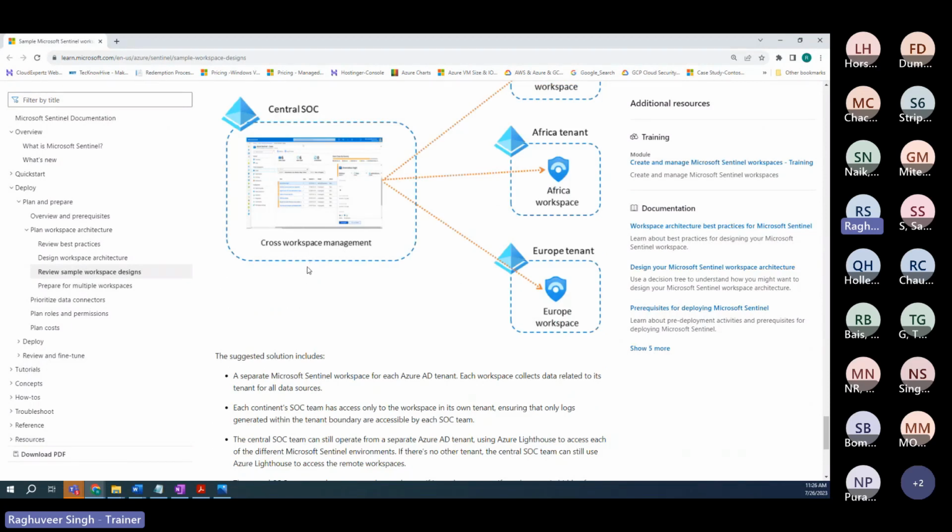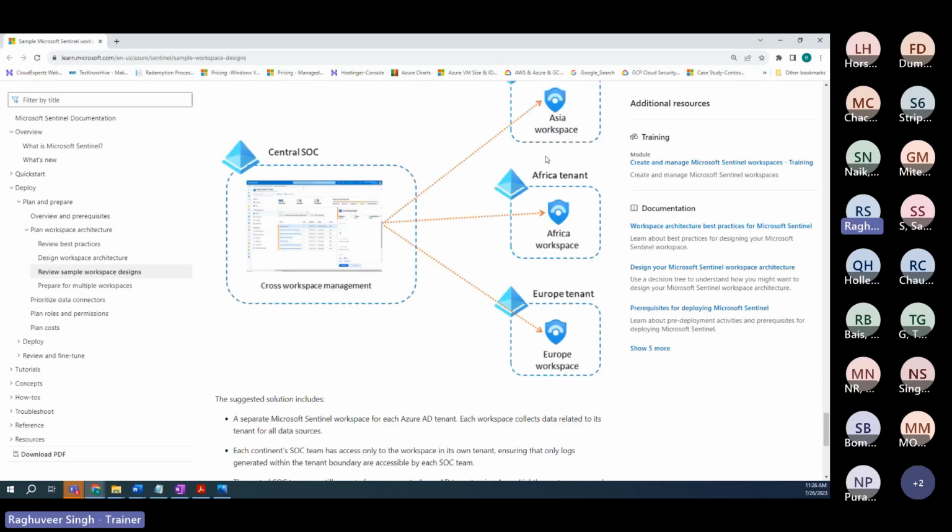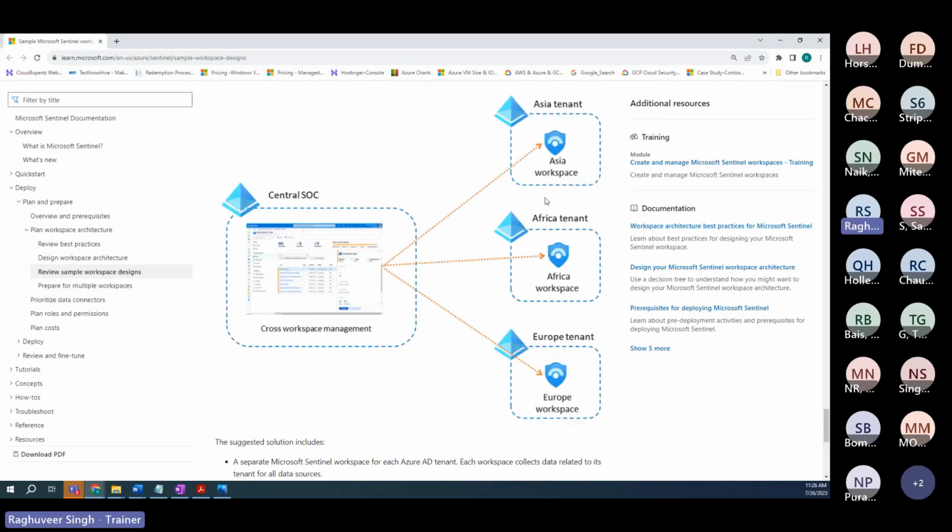So all the workspaces are ingesting. I'm saying all the workspaces are connected to the same Sentinel instance, but the Sentinel instance happens to be in a subscription or in a tenant that is registered in Europe. That's the catch here. That's what you need to understand. And then you can see, and it clearly says here, Asia workspace, Africa workspace, Europe workspace, and all of them are being managed in this central SOC. And this central SOC Sentinel is Europe.